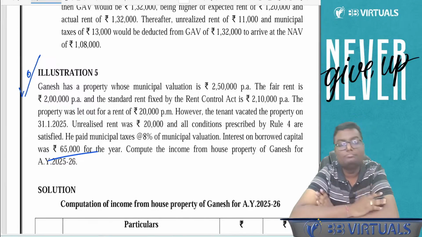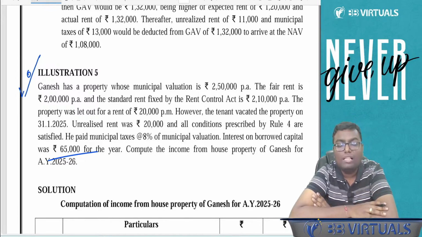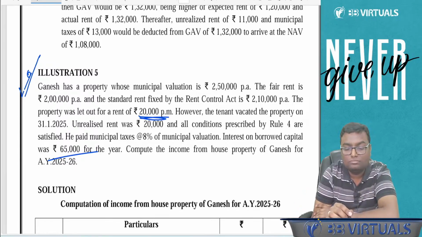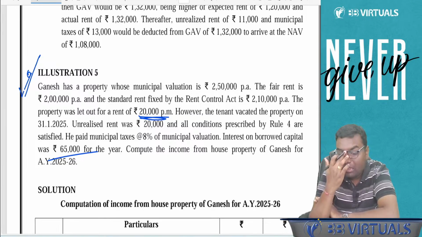Illustration number 5. Ganesh has a property whose municipal value is 2,50,000 per annum. Fair rent is 2 lakh per annum. Standard rent fixed by Rent Control Act is 2,10,000 per annum. The property was let out for a rent of 20,000 per month. So this is a let out property.